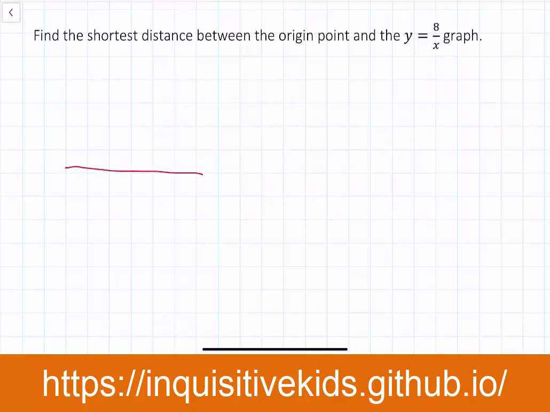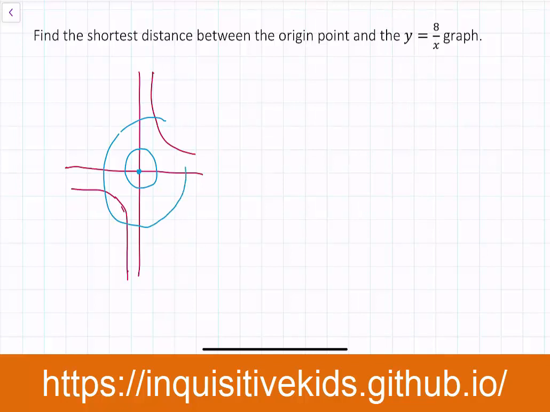Again, we're going to start off by drawing out our graph. And this is our function. So this is the origin point, and we're going to center a circle on the origin point. Notice, if the circle is too small, it won't have any solutions with the function, which means it won't have any intersection points with the function. But if we make the circle too big, it will have too many, or more than one solution, with the y equals 8 over x graph.